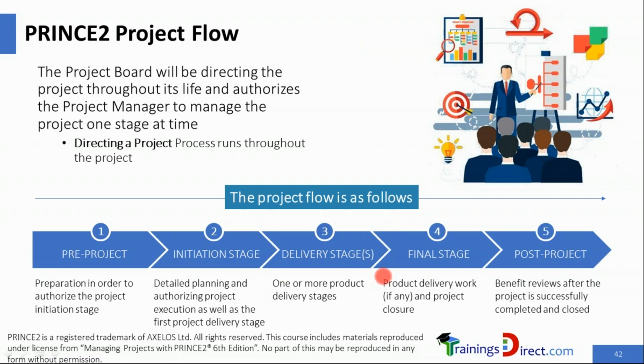Final stage, where the product delivery work may be there as well as project closure. It is possible that the final stage does not have any product delivery, in which case it will include at least closure. Post-project. This is where the project no longer exists. However, benefit reviews in operations will continue after the project is successfully completed and closed.